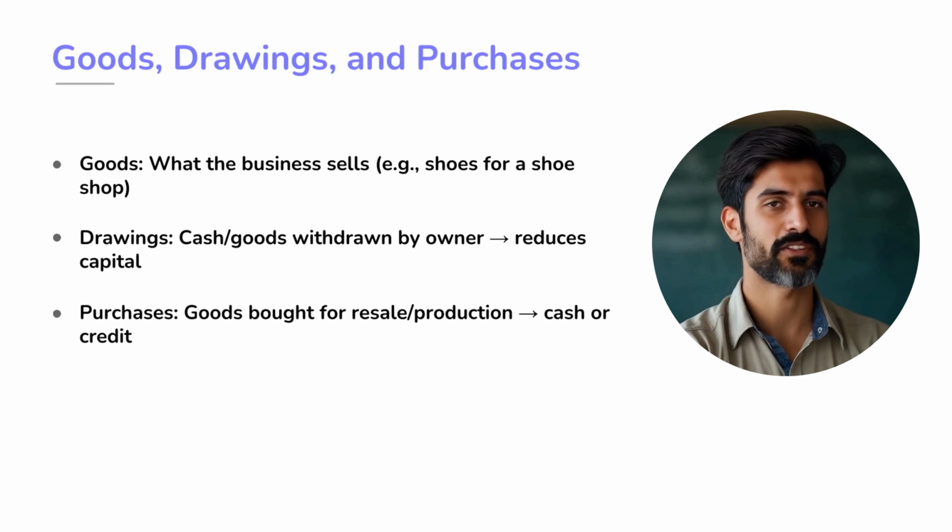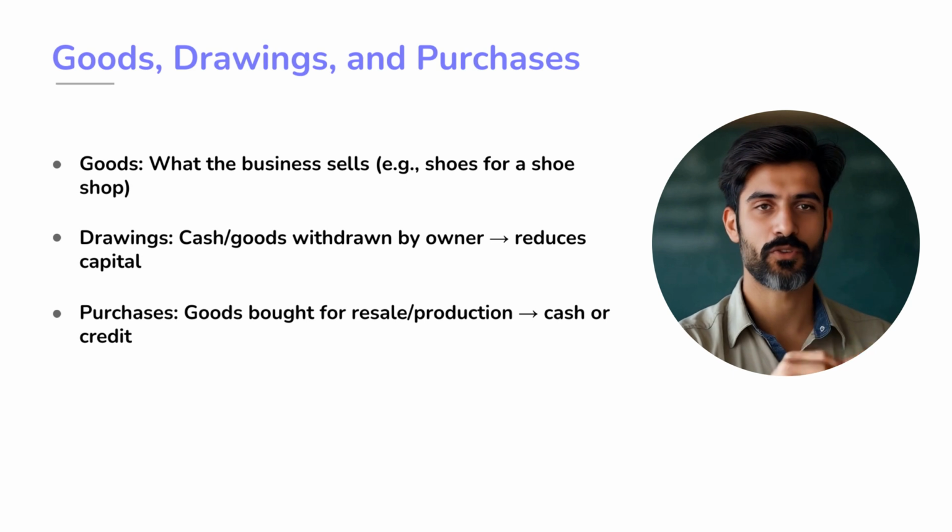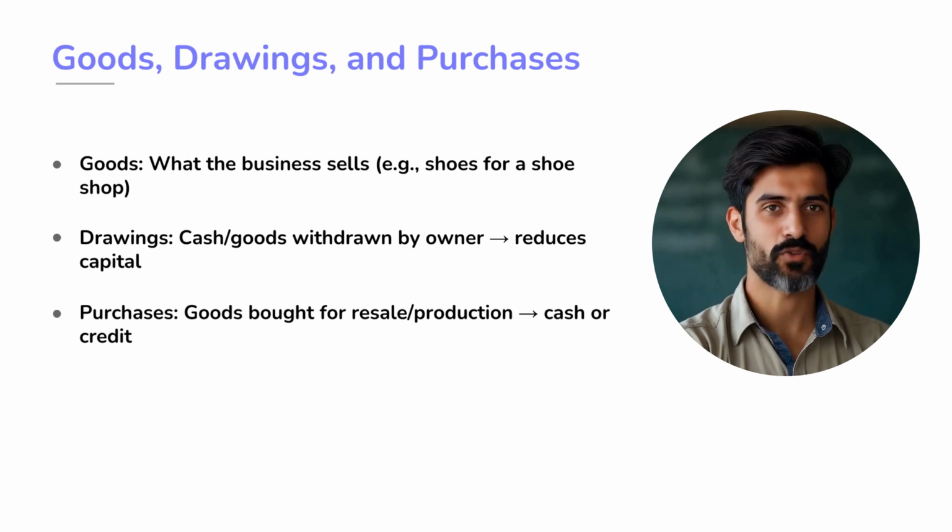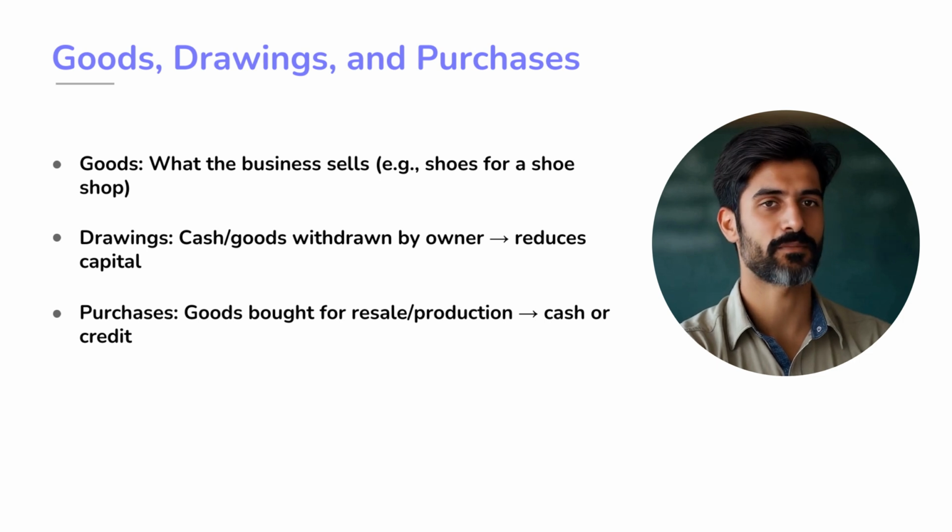Goods are the items a business deals in. For a shoe store, shoes are goods; for others, they're assets. Drawings are withdrawals of cash or goods by the owner for personal use. This reduces capital. Purchases are all goods bought for resale or production, on cash or credit.